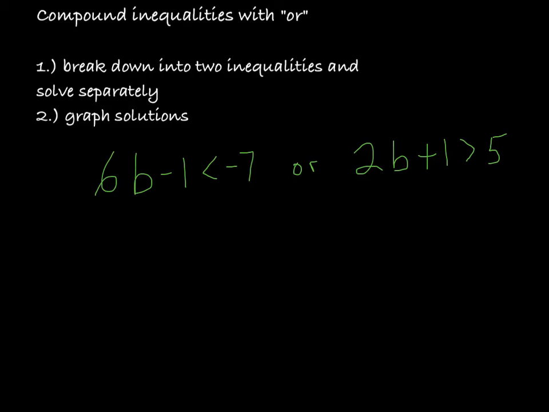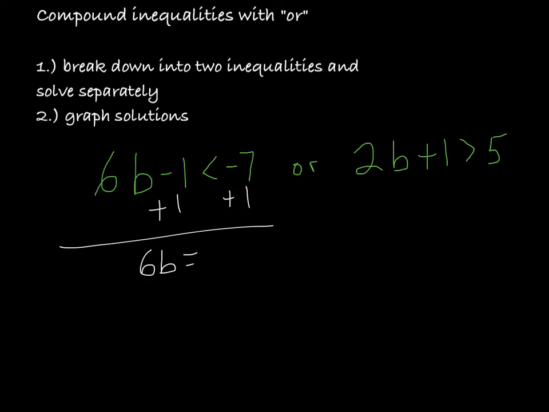Compound inequalities with OR, what we do is we break down the two inequalities and solve each one separately. So essentially all you're doing is the same thing, you're just solving it separately. 6b minus 1 is less than -7, or 2b plus 1 is greater than 5. So we solve each one separately using the same concepts that we work with.